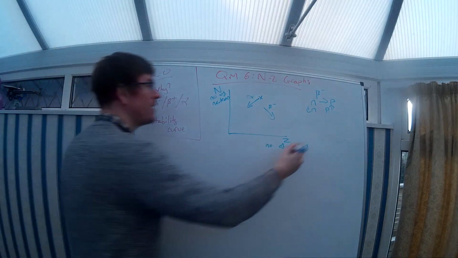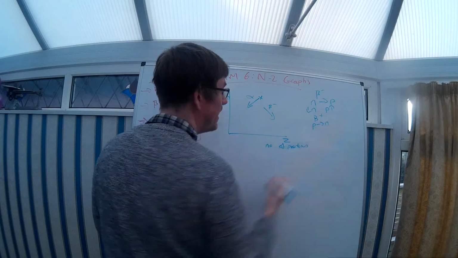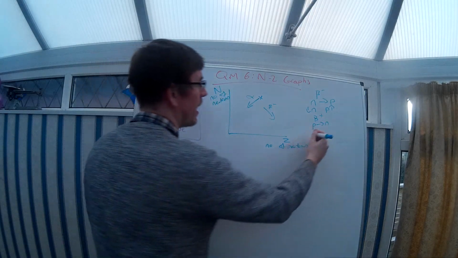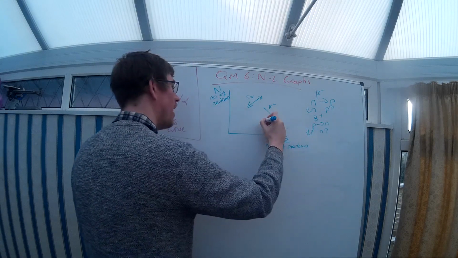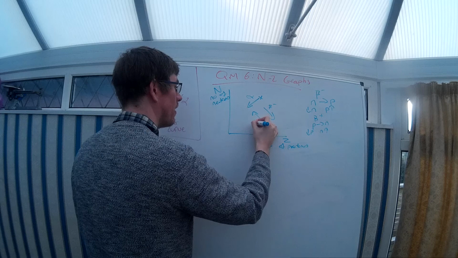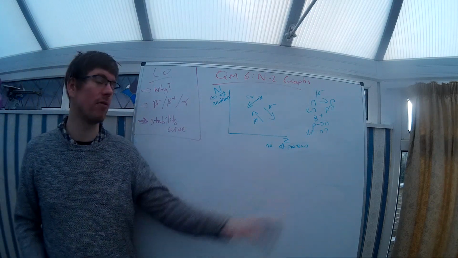On the flip side, beta plus, a proton has turned into a neutron. So therefore, our number of protons has gone down one, our number of neutrons has gone up one, so it's just the mirror. So this is the direction of beta plus on an NZ graph.